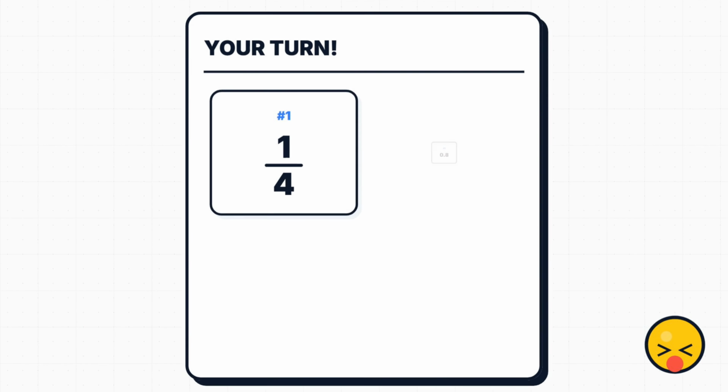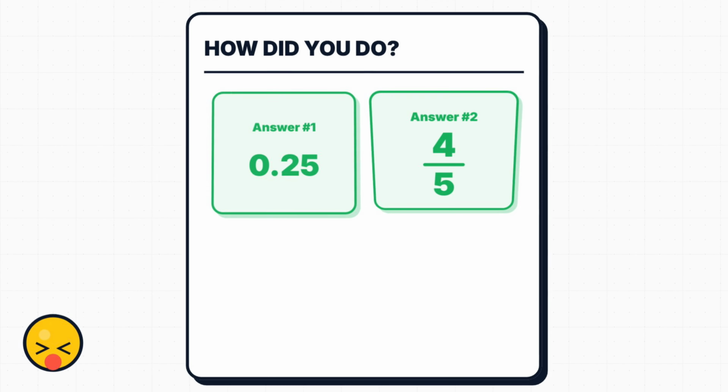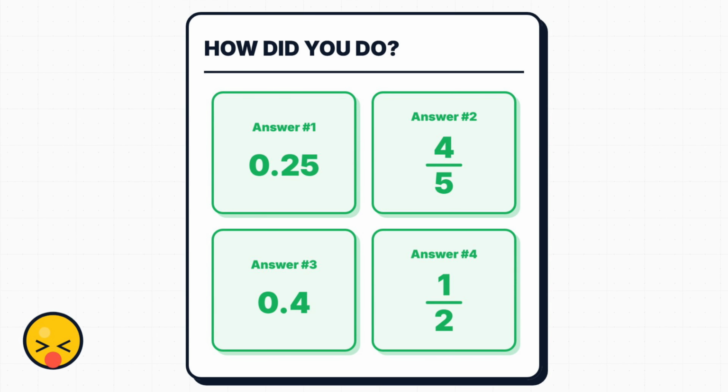Now you try. Convert 1 over 4, 0.8, 2 over 5, and 0.5. Here are the answers. 0.25, 4 over 5, 0.4, and 1 over 2.